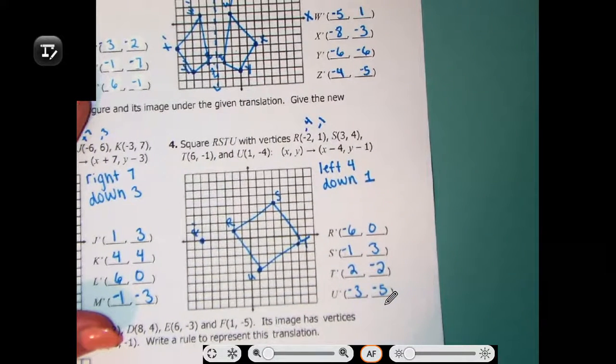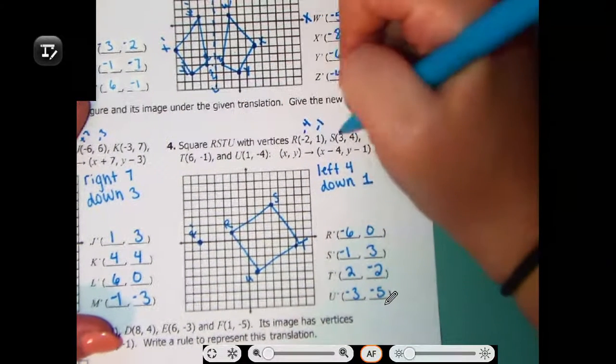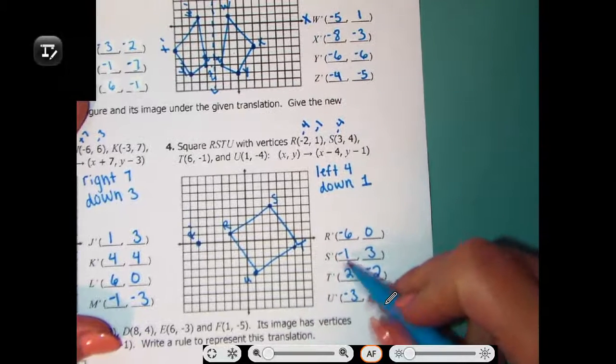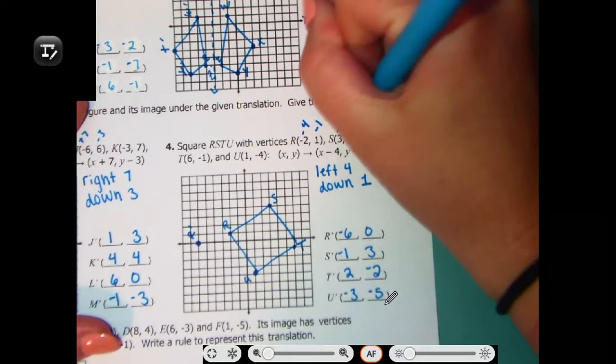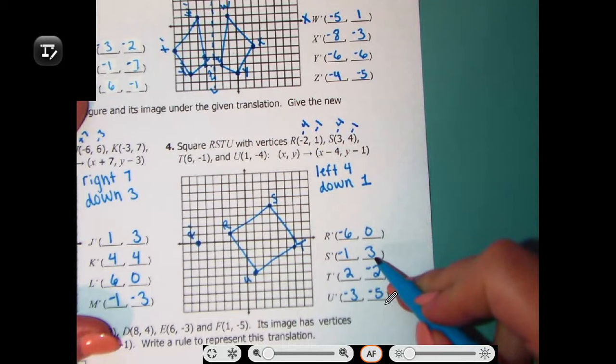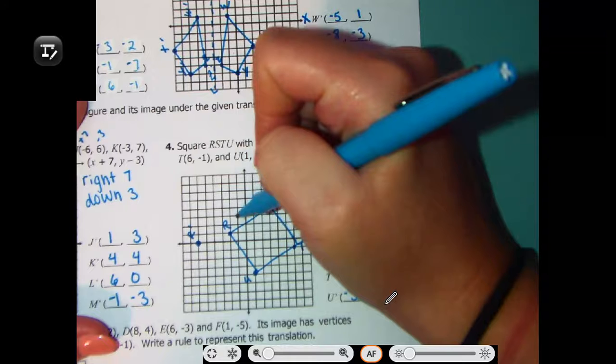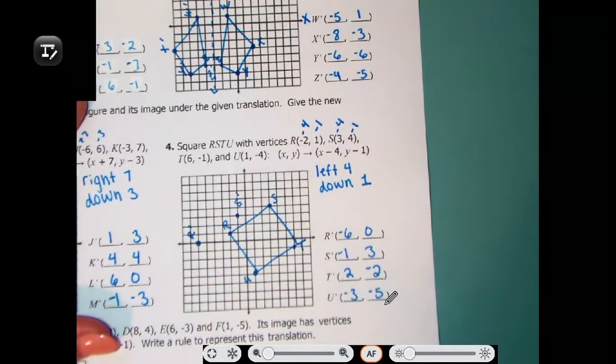Let's do that for S, 3, 4. So 3 minus 4 is -1, and then 4 minus 1 is 3. So now I can plot -1, 3. So -1, up 1, 2, 3. So that's S prime.